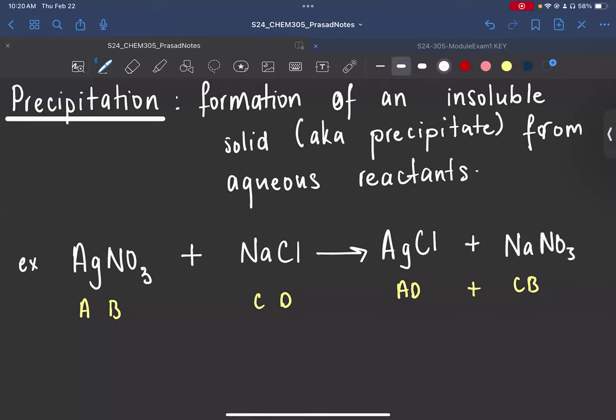Does anyone have any issues seeing how I got those particular combinations? Good. Now, we've just matched the combinations. We just want to make sure the charges make sense. Going through them, we see that chlorine is negative one. We know that Ag is plus one. That's fine.